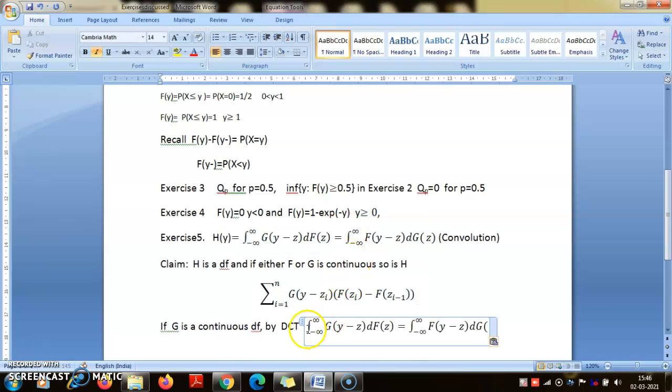I hope you are all aware of the dominated convergence theorem, right? The point is that it is a theorem related to when you can take the limit under the integral. You cannot always take the limit under the integration. So the dominated convergence theorem provides a sufficient condition under which you can take the limit under the integral.